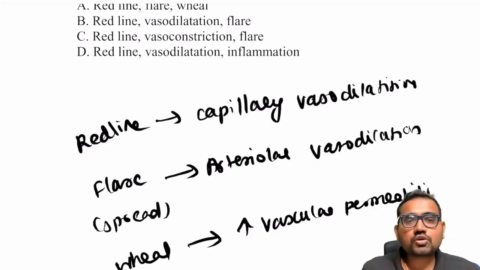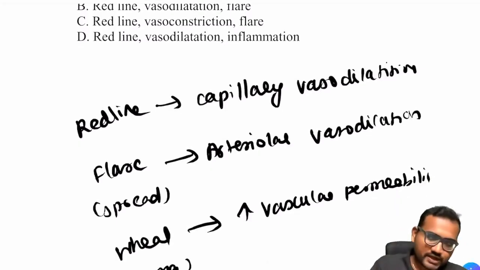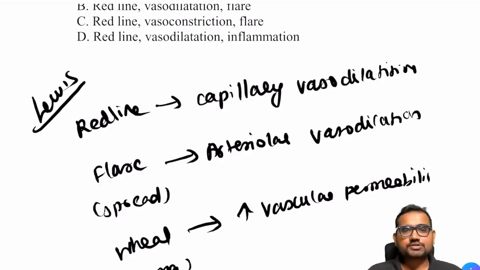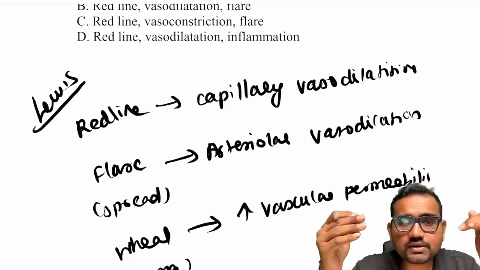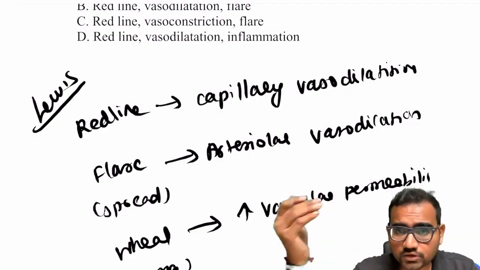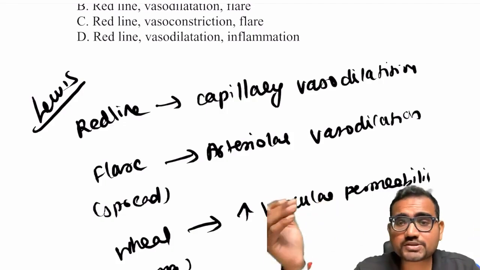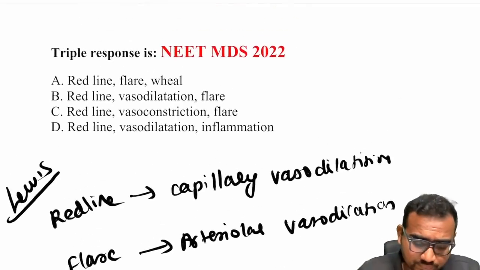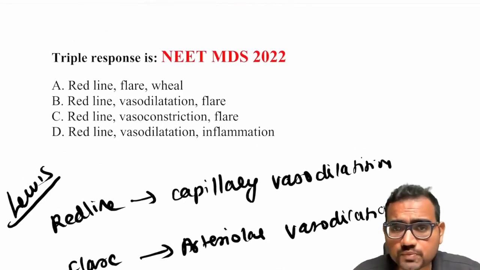So this is the Lewis reaction: the red line, flare, and the wheal reaction. When I take an instrument and rub it over my skin, I am going to get the red line, flare, and wheal reaction. So capillary vasodilatation, arteriolar vasodilatation, and increased vascular permeability. This is what you're going to get when you see a triple response.